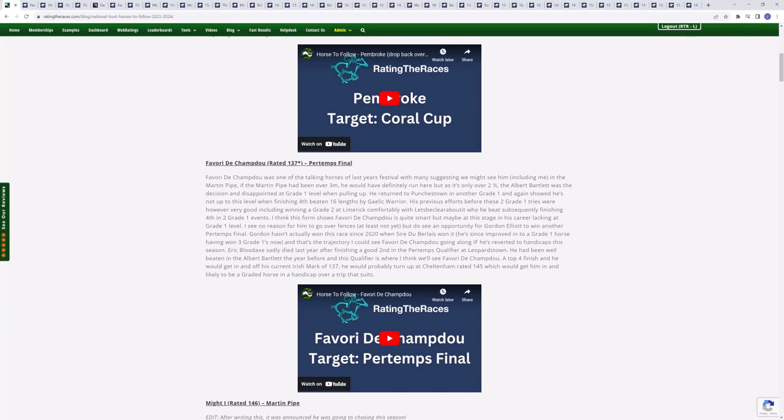Last year he ended up obviously running in the Albert Bartlett, because that was the trip, but he demonstrated he wasn't a grade 1 horse. If he wants to work his way up, he could have done the same as he did with Cider Burley, who's won, did he win 2 Ultima finals, I think, before moving into grade one company. That's what they should have done with Favori de Champdou. I don't know what the long-term target is with him.